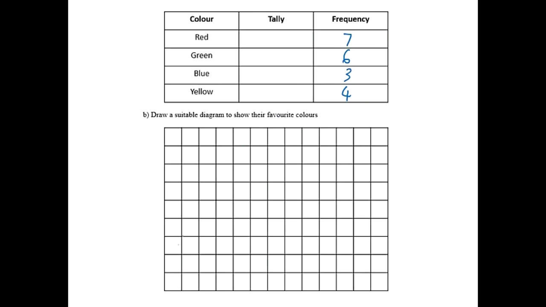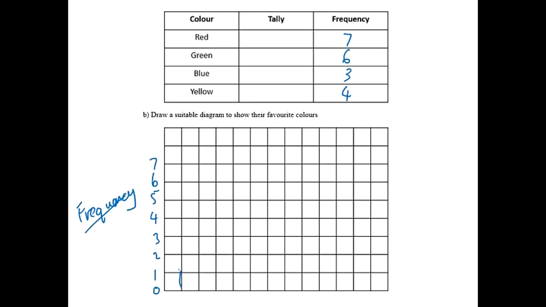So I need to make sure my frequencies go up to 7, so I'll put a 0 at the bottom. 1, 2, 3, 4, 5, 6, 7. And I must label this axis frequency. That will cost you a mark if you don't. You've always got to label your axes. And then I'll begin drawing the bars.